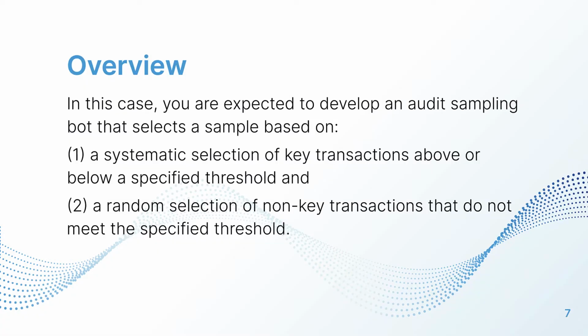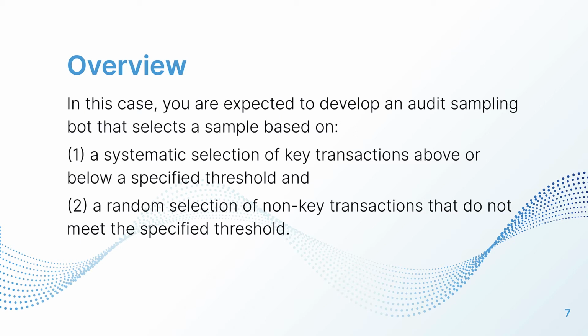In this case study, you are going to develop an automation that can perform the following procedures. First, you are going to identify the key transactions or key items based on their transaction amount. And this is an example of the systematic selection. So if a transaction has the amount above or below our predefined threshold, you include it as a key item and it's going to be our selected transaction.